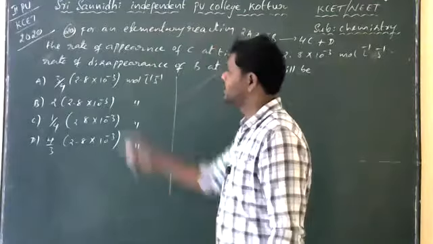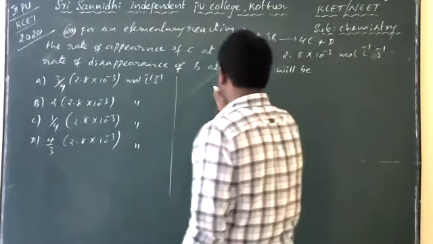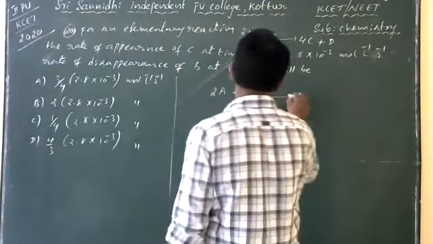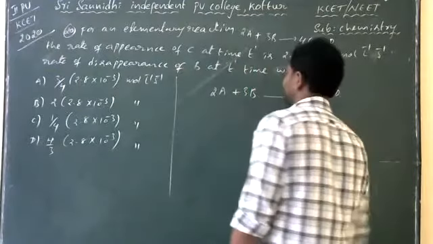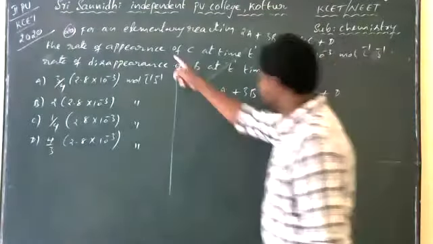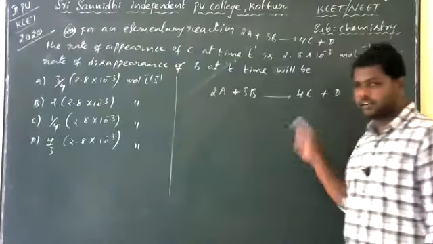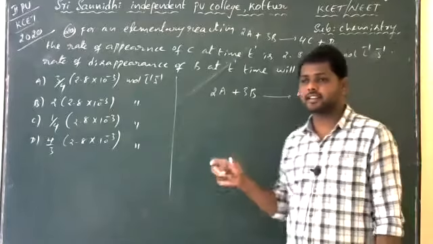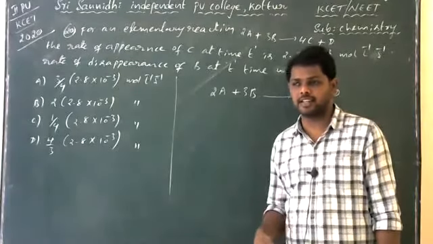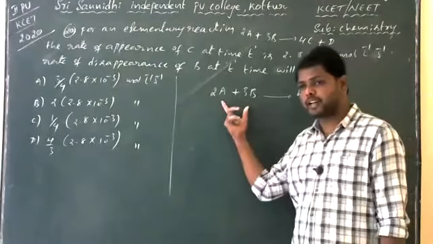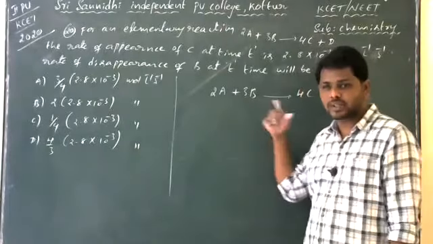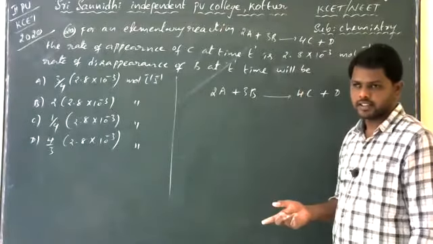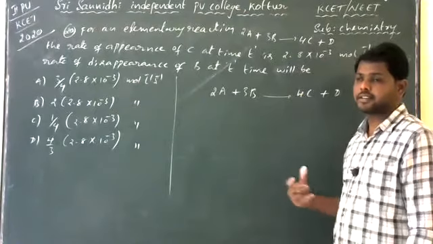What is given here? For an elementary reaction, 2A plus 3B gives rise to 4C plus D, right? This is the elementary reaction. You always know that in a chemical reaction, the concentration of reactants decreases while the reaction goes on. That means the rate of disappearance of A and B is also related to the rate of appearance of C and D, since product concentration increases.